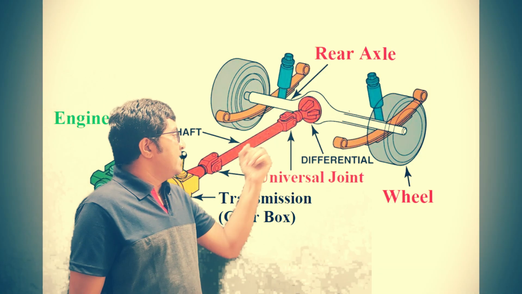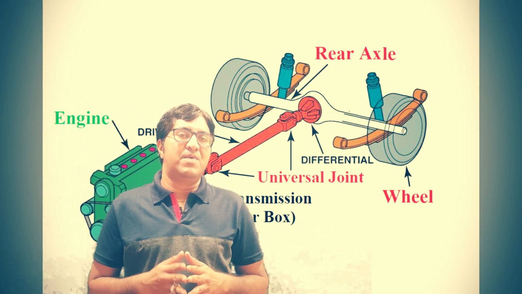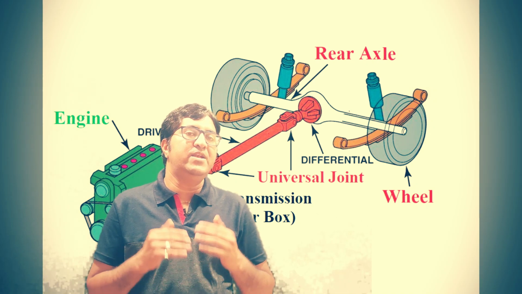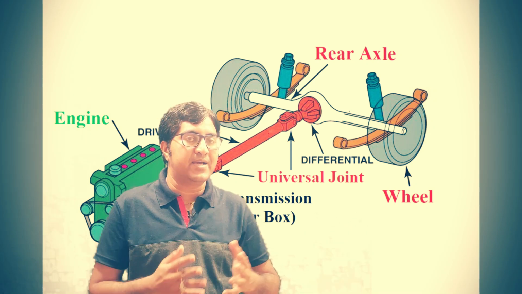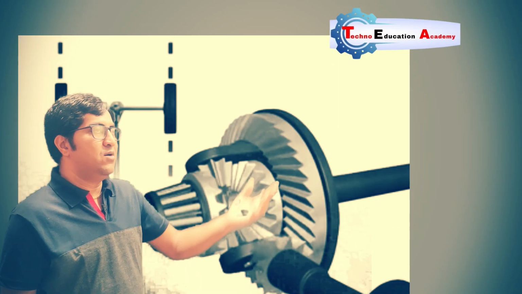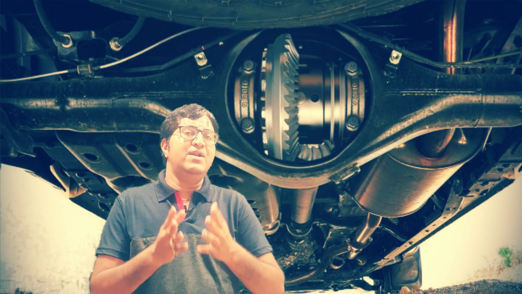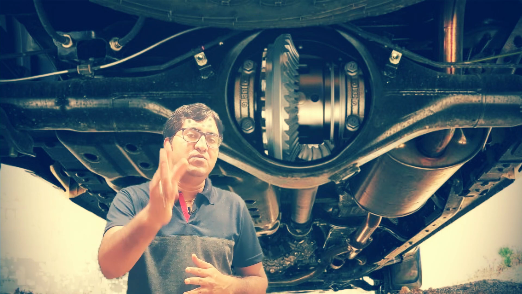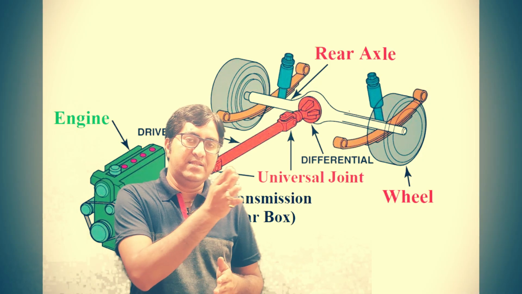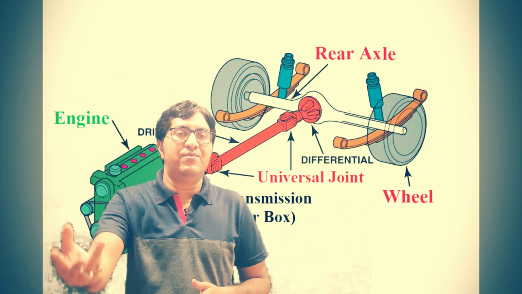Then after, the propeller shaft. What is the function of the propeller shaft? Whenever your engine is mounted on the front side and we need to transfer the power to the rear axle, at that time we use a propeller shaft. You can observe in a truck, on the bottom side, one shaft is rotating. It is the propeller shaft. It will transmit the power from the front engine to the rear axle. So in a truck, your engine is mounted on the front side and it will transfer the power to the differential.